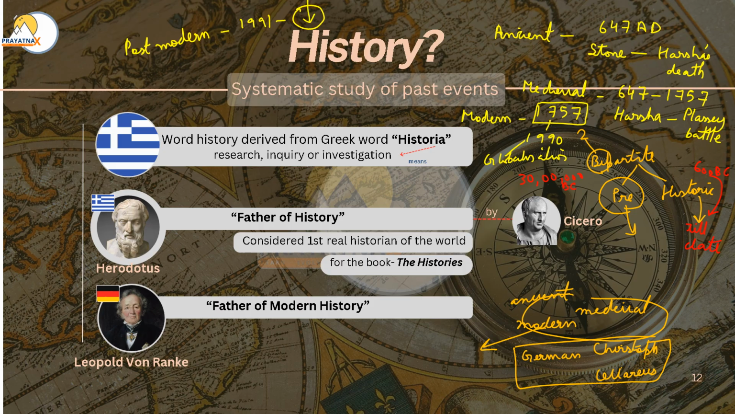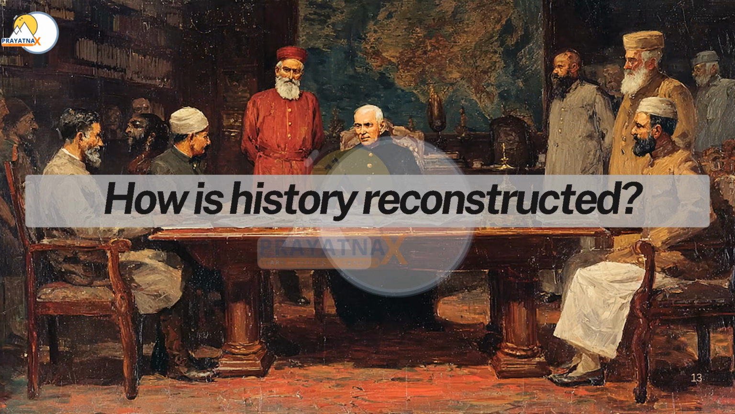Now, how do we really study the past? How is history reconstructed? We'll be seeing that sources are needed to reconstruct the past. The sources themselves do not reveal anything about the past. They need interpretation. Now, this is what a historian's job is.